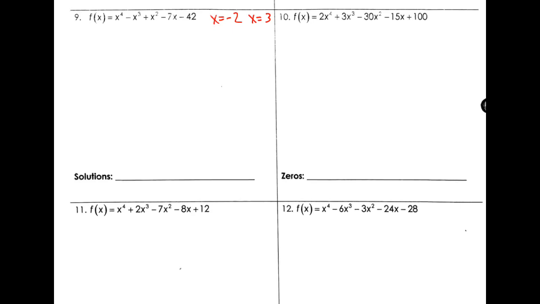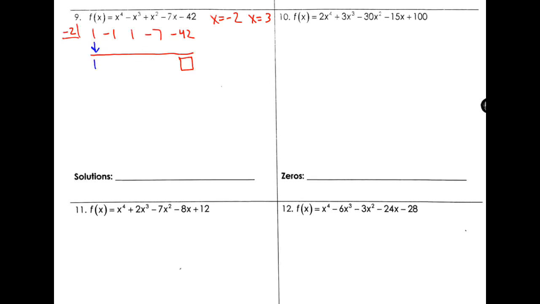We'll take one of our zeros and we'll do synthetic. These are counting down 4, 3, 2, 1, so we don't need any zeros as placeholders. And so we just write 1, negative 1, 1, negative 7, negative 42. So now we do the math.